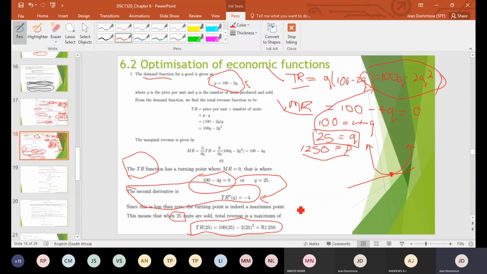So in your question, this is basically what you would have done if you worked out the second derivative. You would have then looked at whether it was a maximum or minimum point.